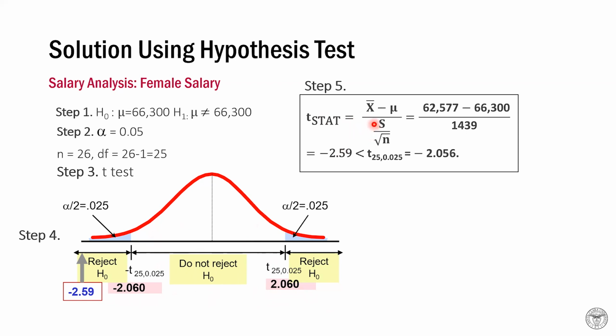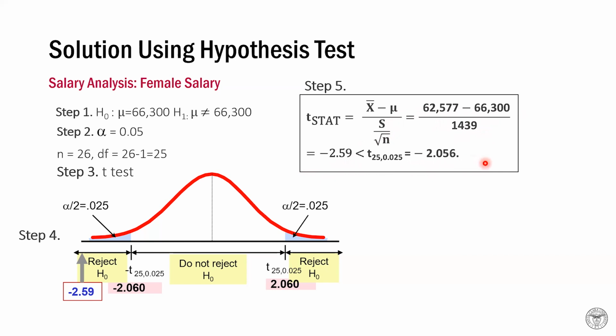Step 5, we calculate the t statistic as follows. t equal to x bar minus mu over s divided by square root of n, equal to 62,577 minus 66,300 over 1,439, which is equal to negative 2.59, less than negative 2.06.